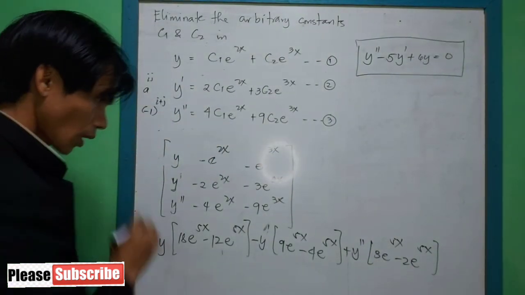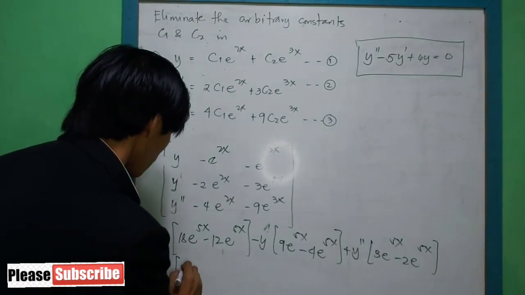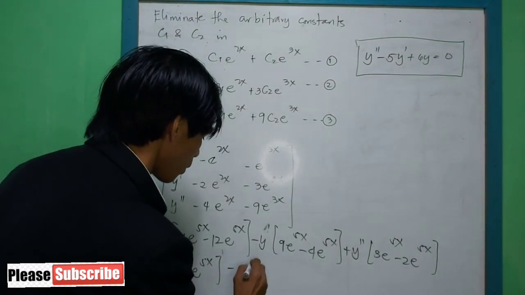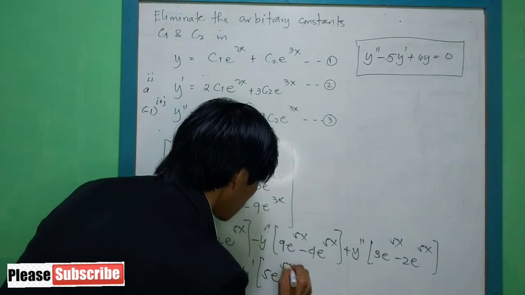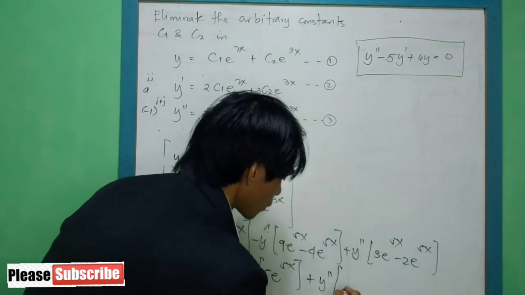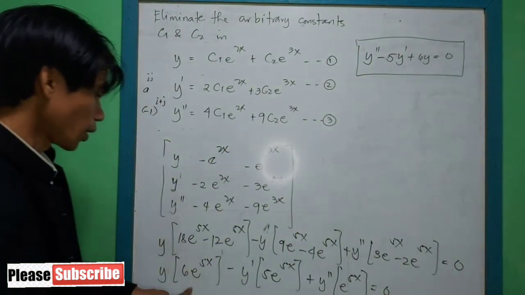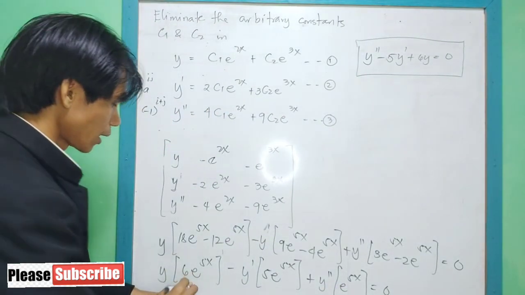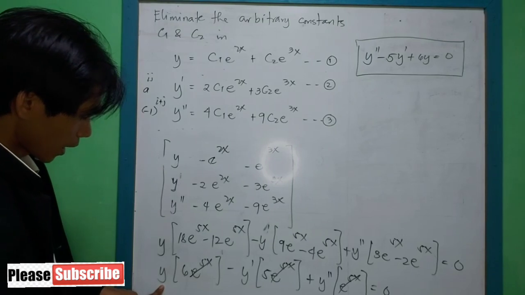Anong natira? So, if we try to simplify this one, we have y. 18 minus 12, that is 6 e to the 5x, minus y prime. 9 minus 4, and that is 5 e to the 5x, plus y double prime. 3 minus 2 is e to the 5x. And that is equal to 0. Notice, meron lahat silang e to the 5x. If you try to divide e to the 5x lahat, ay magka-cancel out lahat ito. Ano na lang natira?